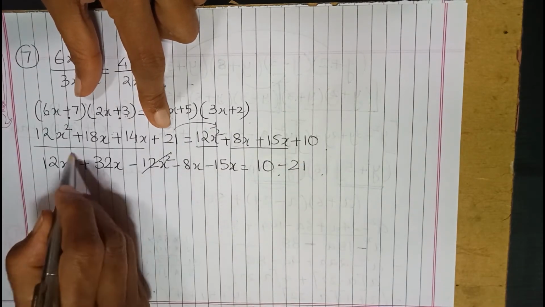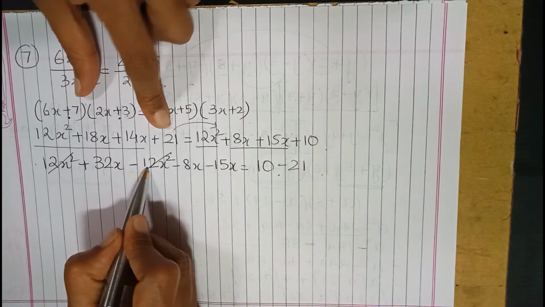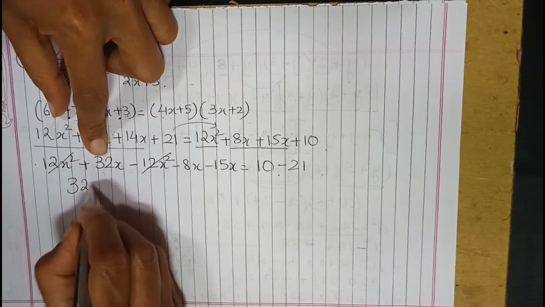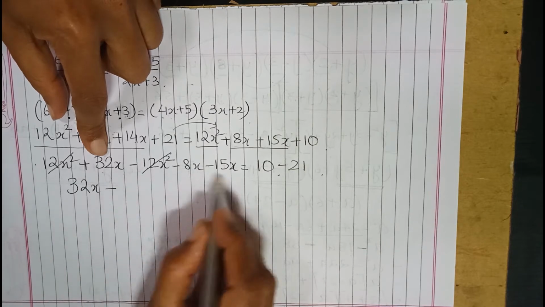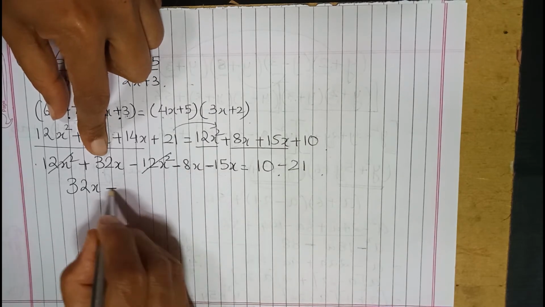Now 12x square can get cancelled because one is plus and one is minus. So now what we have is 32x minus. Now this 8x and 15x we have to add because both are minus, and give it a minus sign.